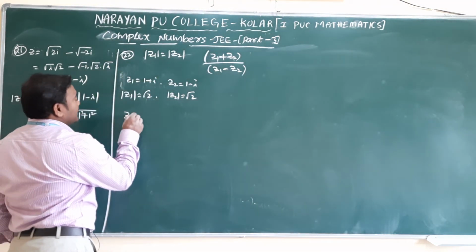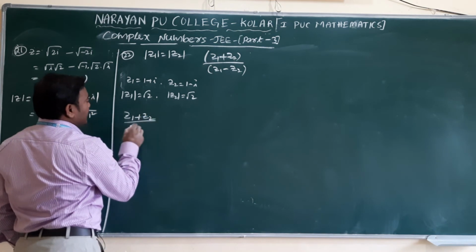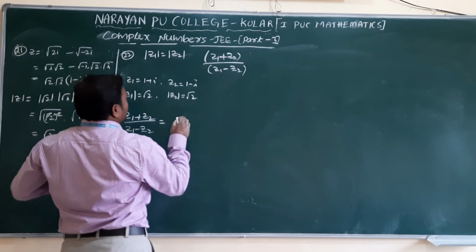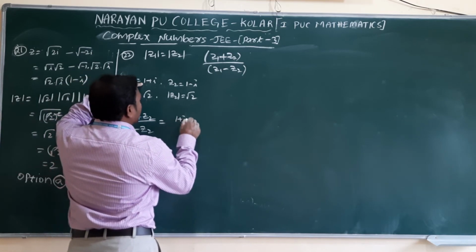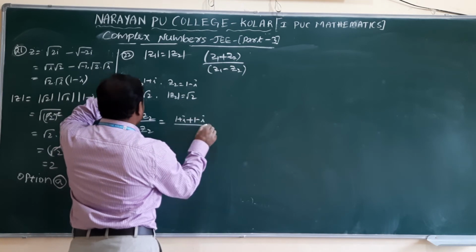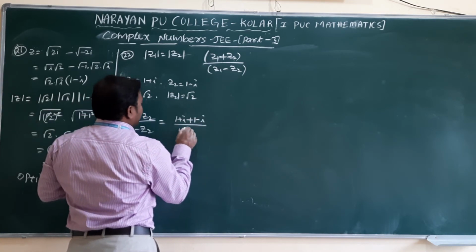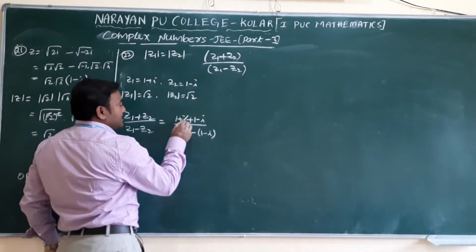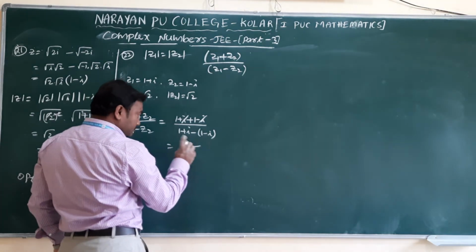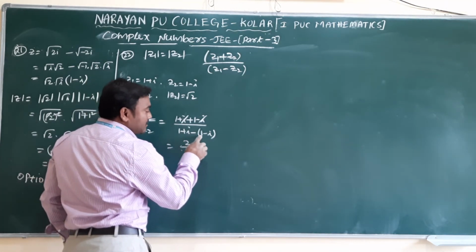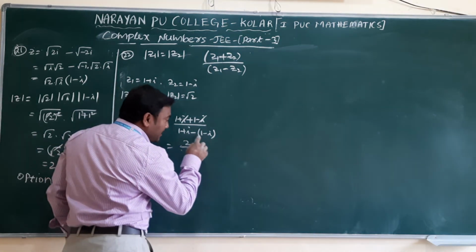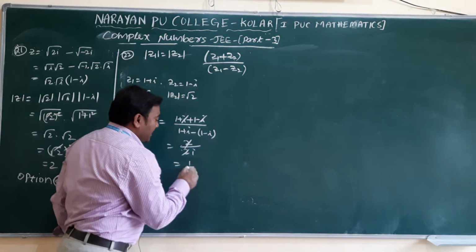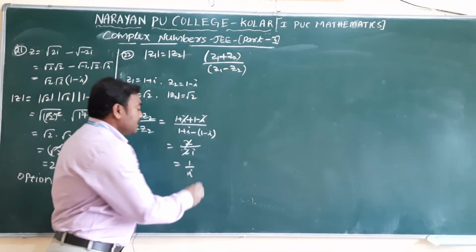Now I have to find z1 plus z2 divided by z1 minus z2, which is 1 plus i plus 1 minus i, whole divided by 1 plus i minus of 1 minus i. Plus i minus i gets cancelled, 1 plus 1 is 2. In the denominator, 1 minus 1 gets cancelled, remaining i plus i, we are getting 2i. 2 gets cancelled, finally we get 1 by i. Already we know that the value of 1 by i is minus i.